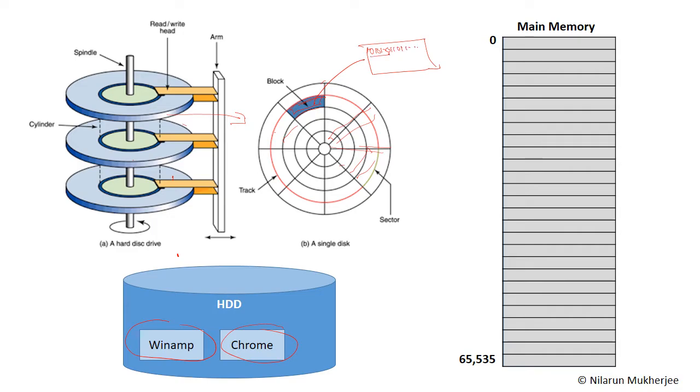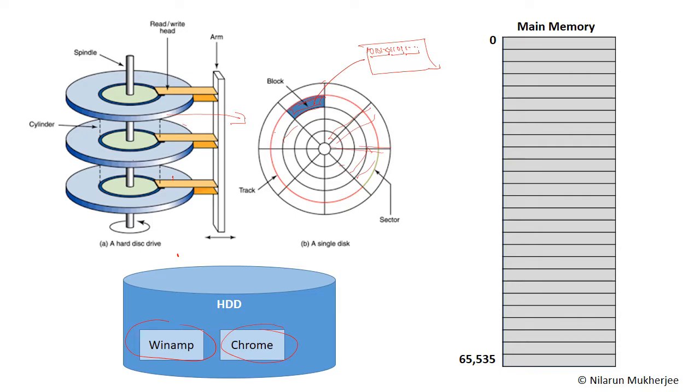So this may be your first instruction, this may be your second instruction, this is your data, but there is no distinction between them. That's why we cannot run a program or process from the hard disk itself.